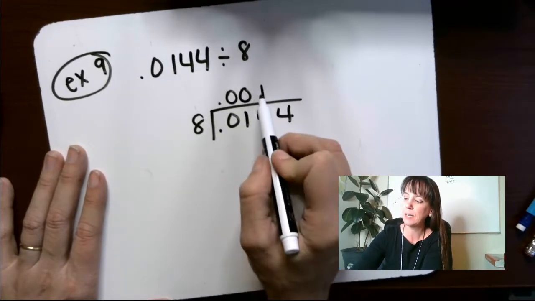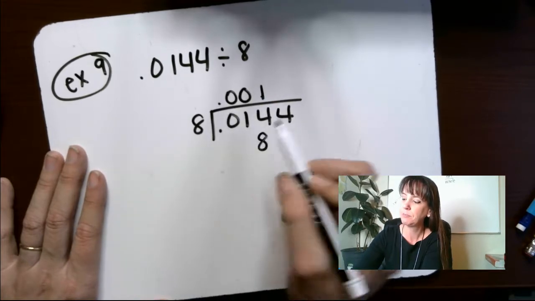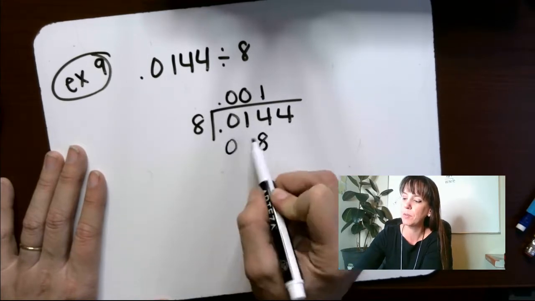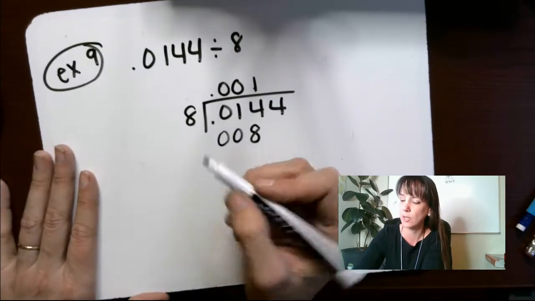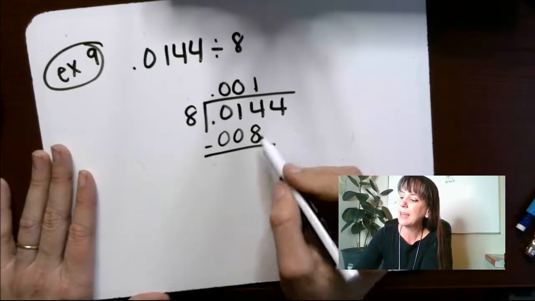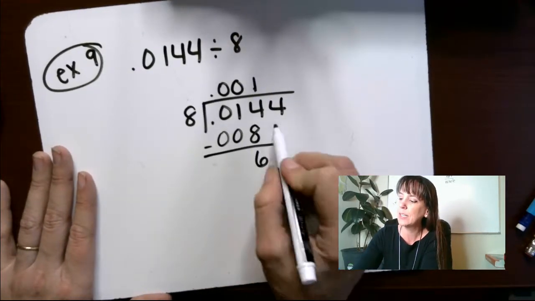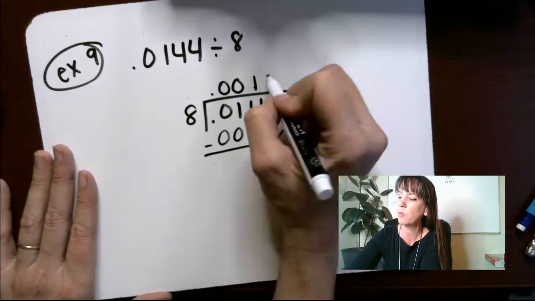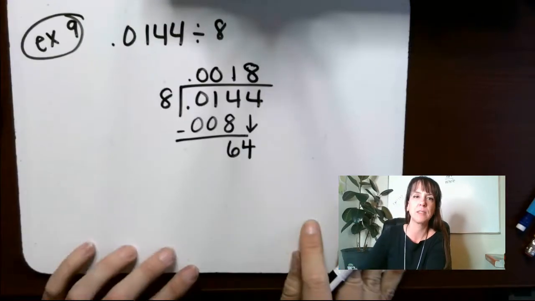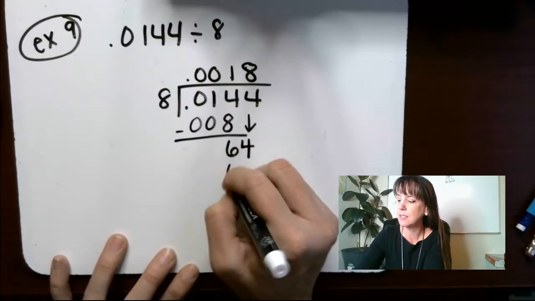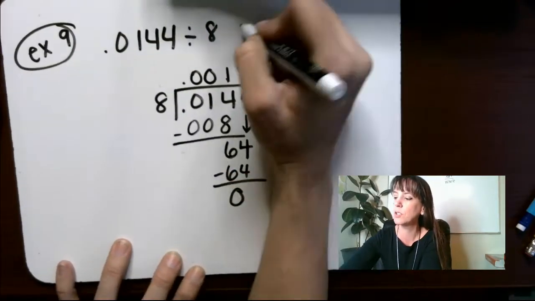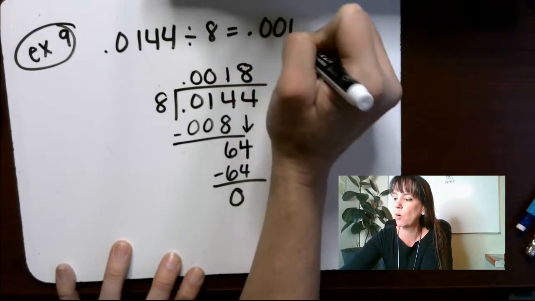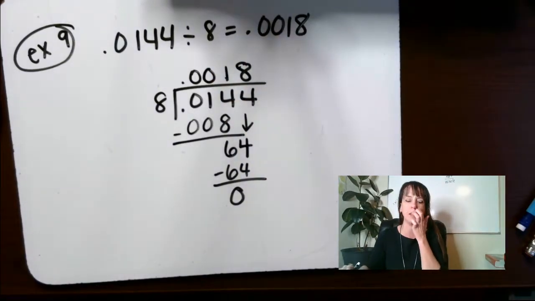It does not go into 0, does not go into 1, but it does go into 14 1 time. 1 times 8 is 8. If you want to put some zeros here to hold those as placeholders, that's fine too. We're going to minus 8. That gives us 6. Bring down the 4, because when we subtract, we also have to bring down. We get 64. 8 goes into 64 8 times. 8 times 8 is 64, so we have no remainder. So this is going to be 0.0018. Any questions on that? Let me know.